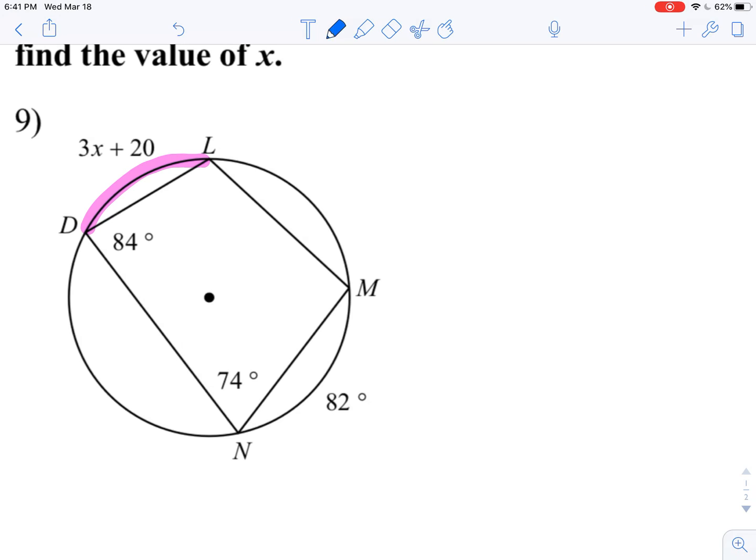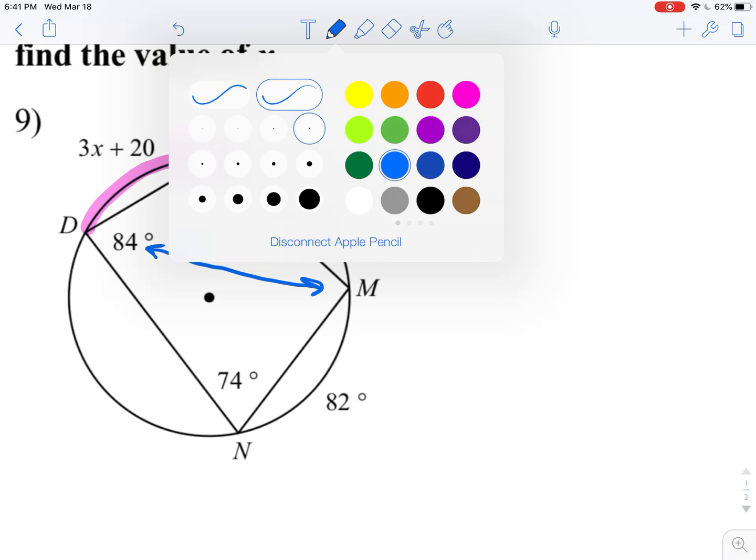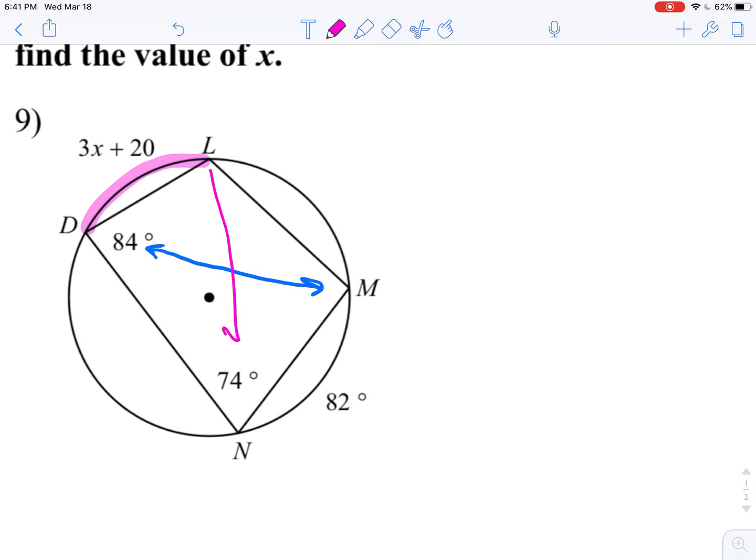But on top of that, we need to know our theorem about these opposite angles. So anytime we have angles that are opposite each other in an inscribed quadrilateral, they have to add to 180.